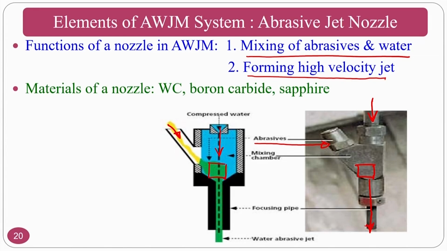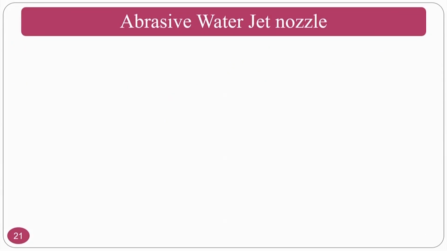The materials, as I said, tungsten carbide can be used, boron carbide also can be used, sapphire is normally used. So, if you want a longer life, like 300 hours in abrasive jet machining, which you have seen, sapphire will be used. If you want to use it for 30 hours or 25 hours, normally tungsten carbide based nozzle materials can be used.